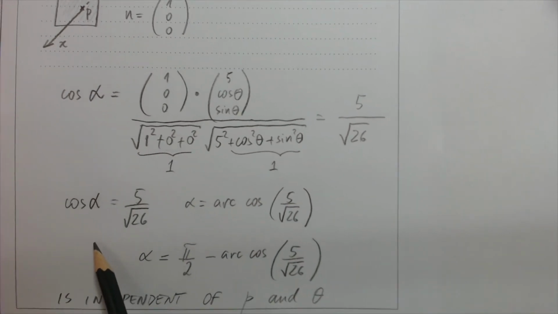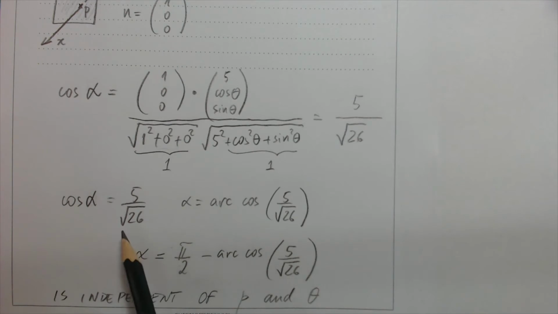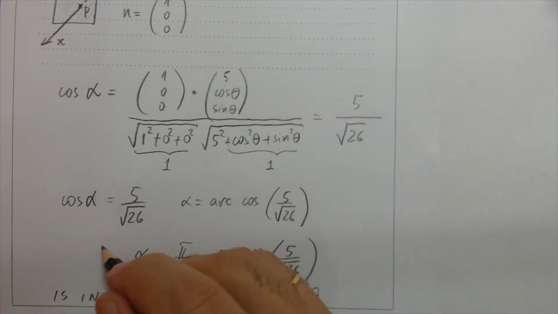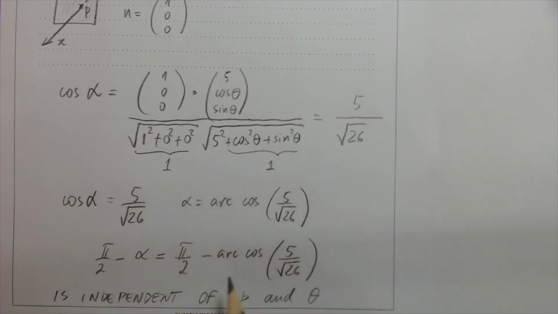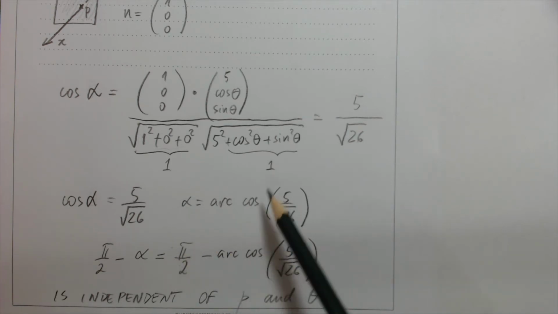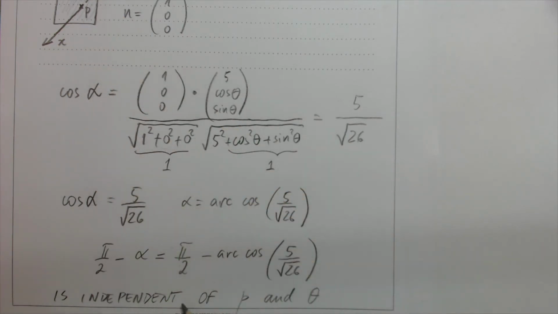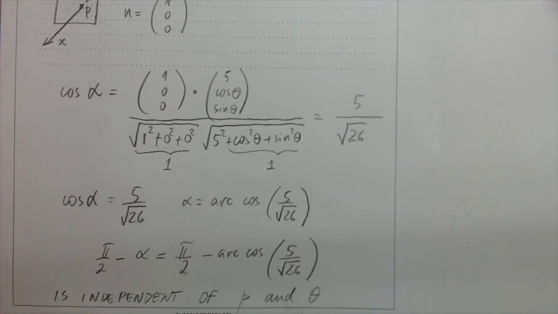But then we found this angle here, and we want to find this one. As cos alpha is 5 over square root 26, alpha is the arc cosine, a value that a calculator would tell us, but we don't have one here. So the angle that we want to find is pi over 2 minus alpha. This value is the same for any value of theta and for any value of p. That's why it's independent of p and theta.